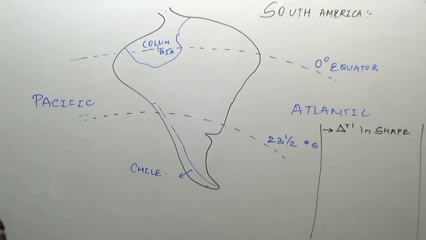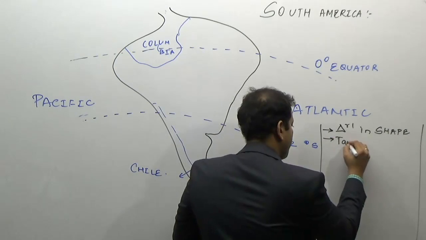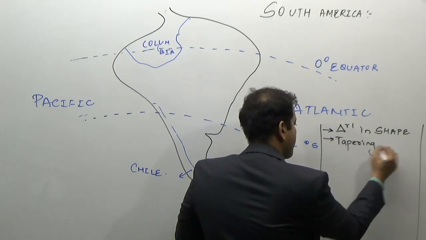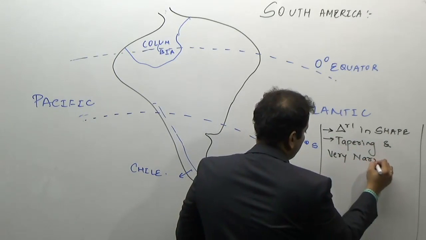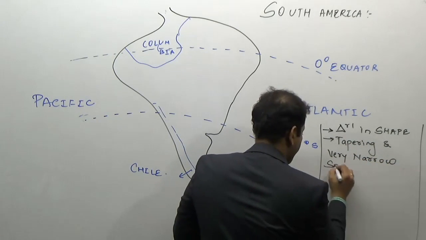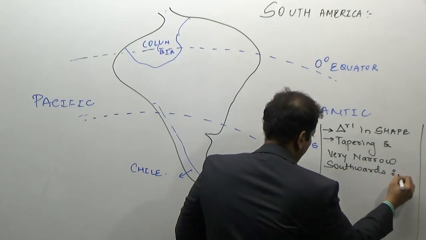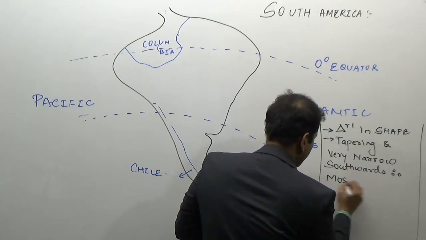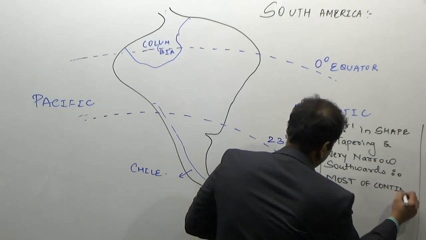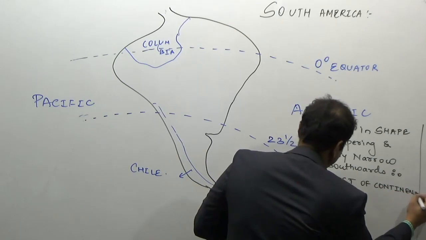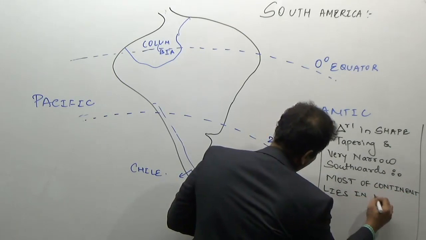The second is it's tapering and narrow southwards, and very narrow southwards. Therefore, most of the continent lies in tropics.